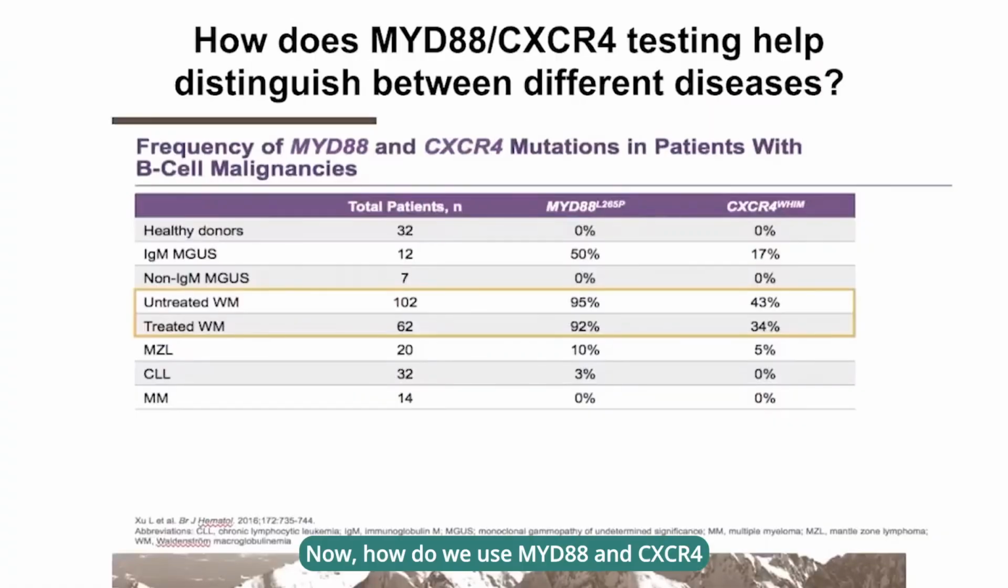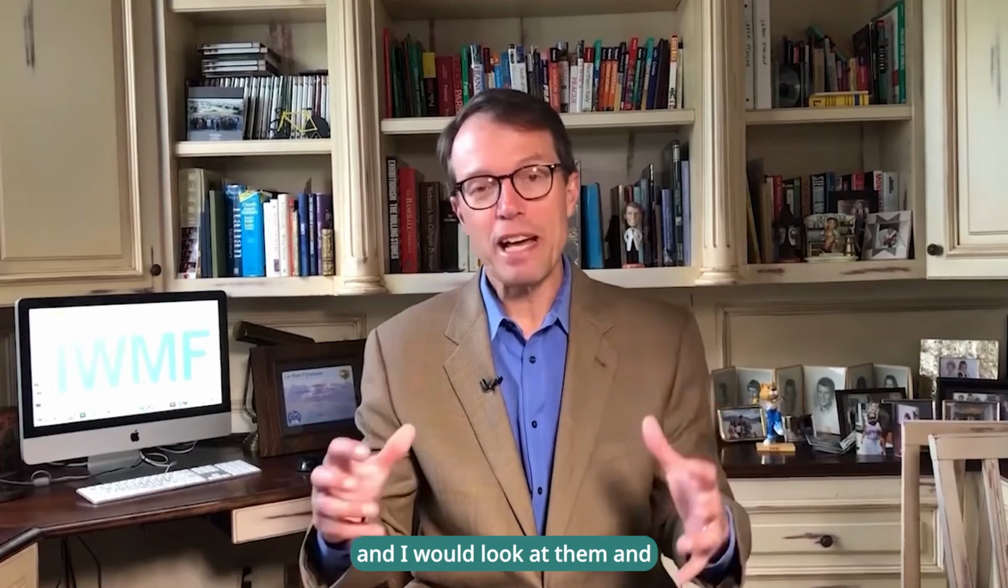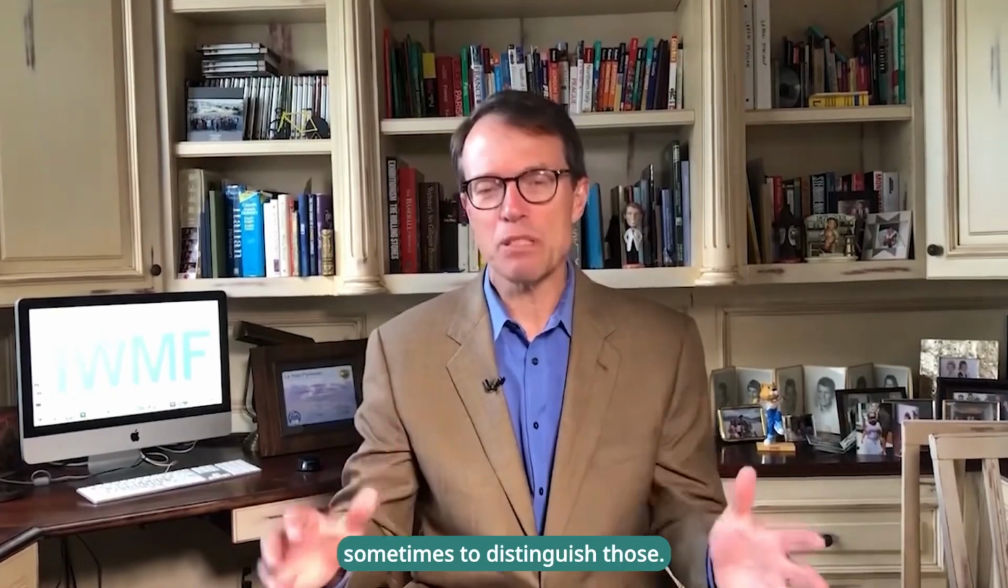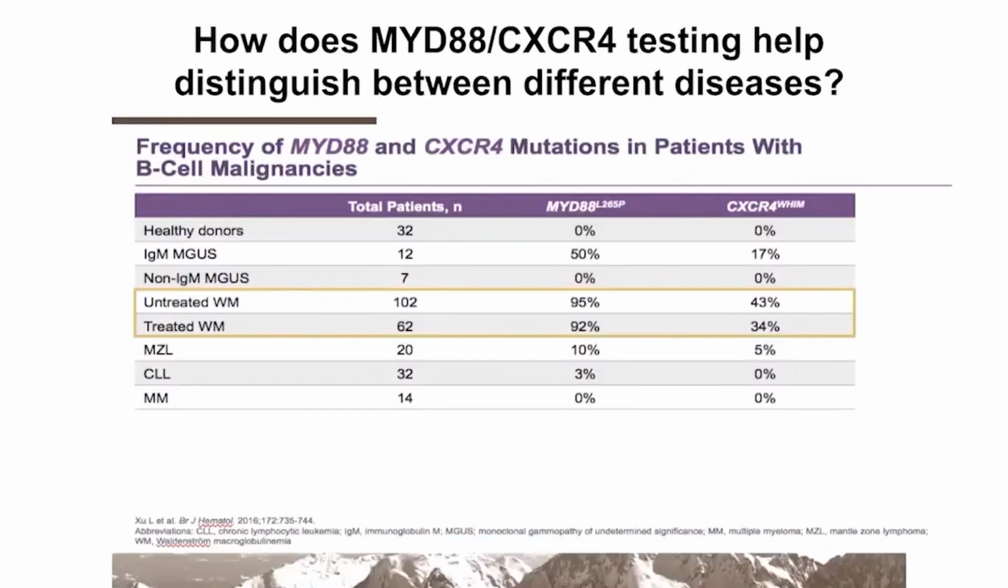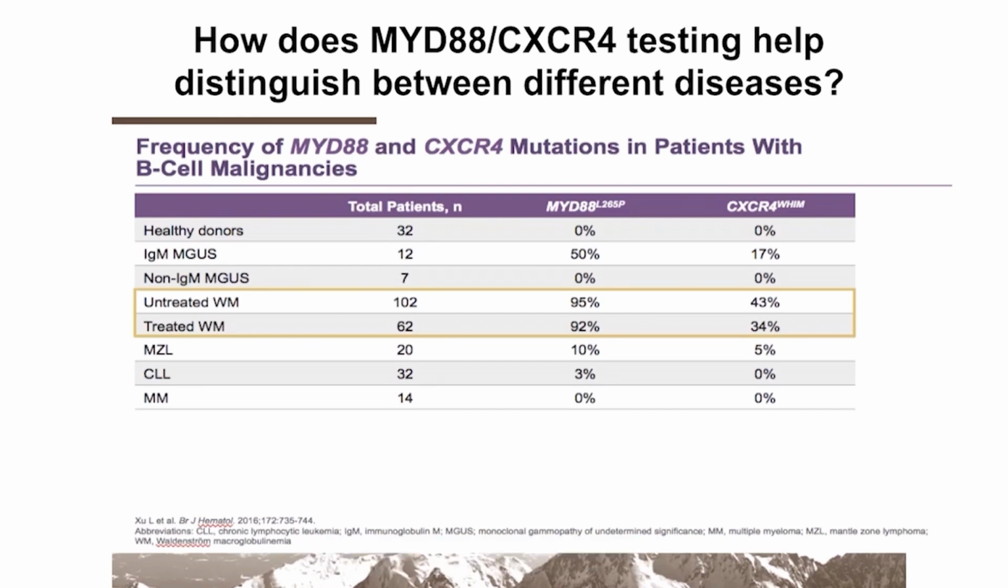Now, how do we use MYD88 and CXCR4 to help distinguish between different diseases? Many years ago, I would see a patient in my practice, and they had an IgM in their blood, and they had this lymphoma in their bone marrow, and I said, boy, do they have Waldenstroms, or do they have something called marginal zone lymphoma? And it could be impossible sometimes to distinguish those. So the MYD88 testing helps us, but it's not perfect. If you look here at the untreated WM patients, you find that 95% of them, in the highlighted box in the middle, have the MYD88 mutation. In marginal zone lymphoma, it's 10%, meaning it's sometimes present, but not very often present.